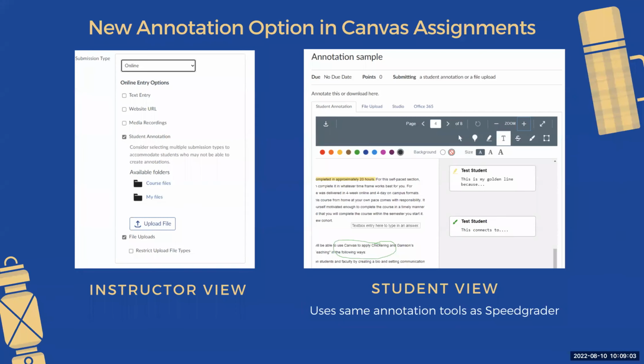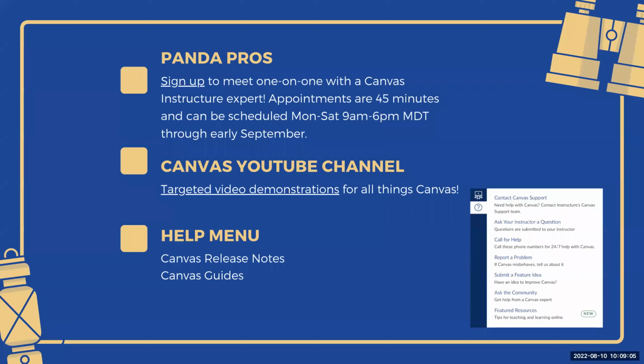And these are some resources available to you. You may have seen, it was last year that Canvas did this, and they brought back the Panda Pros. This is an option to meet one-on-one with a Canvas expert. They have 45-minute appointments, which I think are even longer than they had last time, and it's scheduling now through about early September.